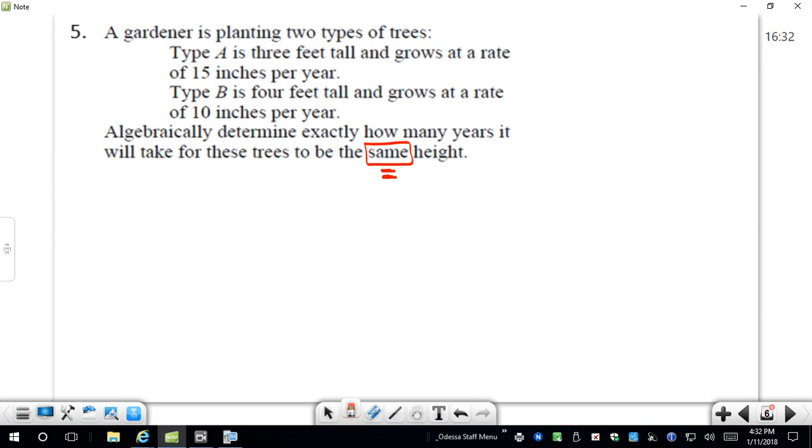Now, if we read this last sentence again, it says, algebraically determine exactly how many years it will take for these trees to be the same height. If you guys recall, I told you that when we get these word problems for these systems, always look at that last sentence and you'll usually find your let statement or statements. But in this case, we're actually only going to have one let statement. We're going to let x equal the number of years. You're more than welcome to use a different variable. I'm just going to use x to keep it simple.